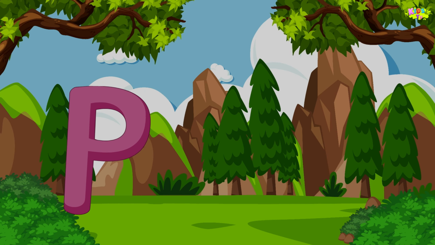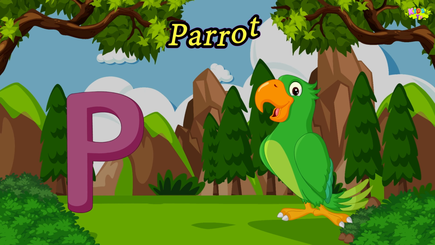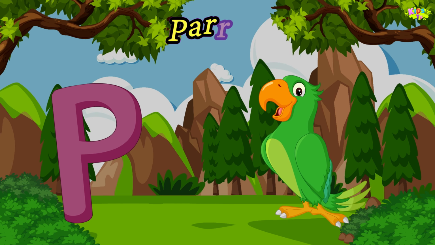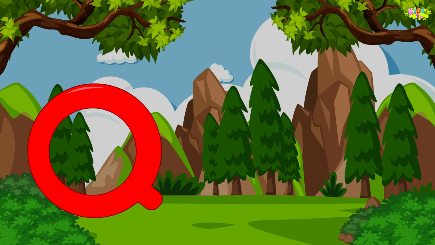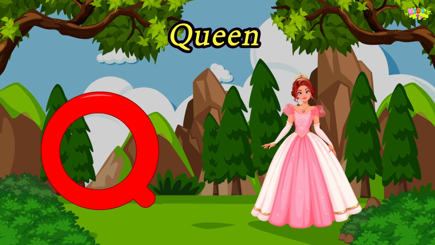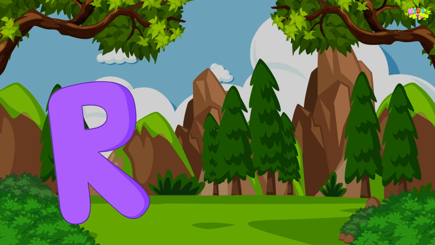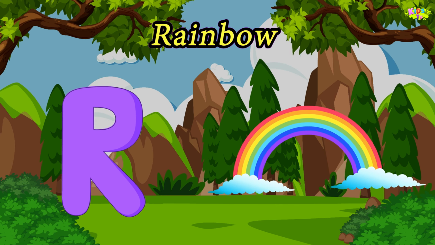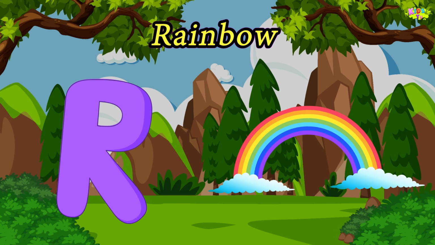P is for parrot, pa, pa, parrot, P, parrot. Q is for queen, Q, Q, queen, Q, queen. R is for rainbow, r, r, rainbow, R, rainbow.